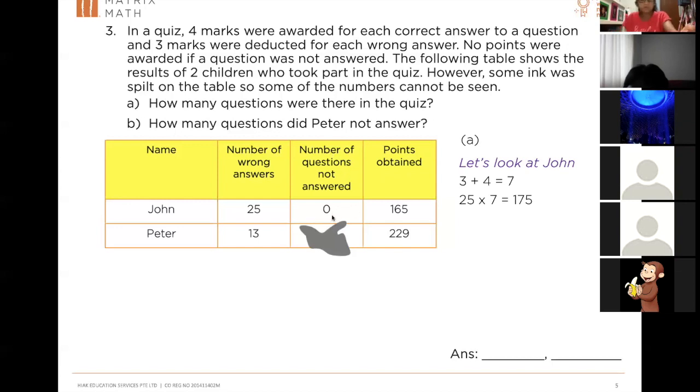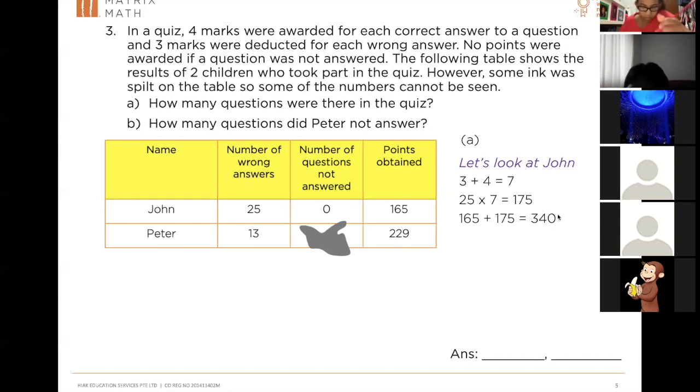Now, look at this column. This column tells you John answered every question. There's no question that John didn't answer. And then the third column tells you the total score John gets. So these are the questions that John answered correctly. So if you add 165 plus 175, what you get is the total score.